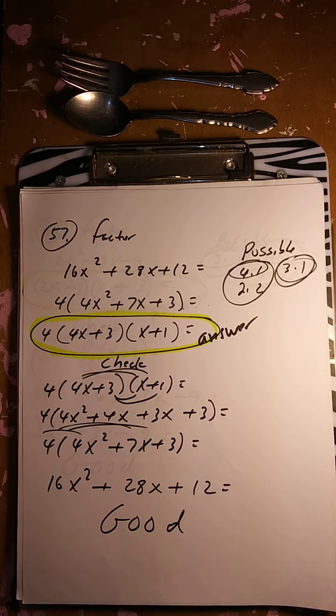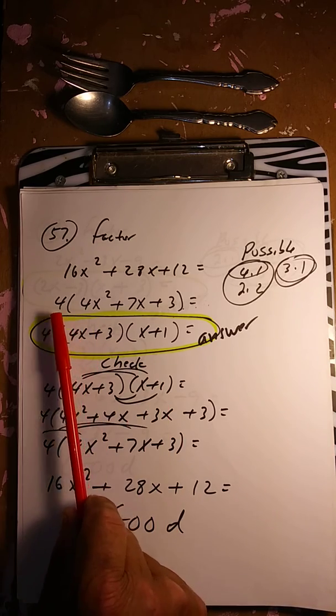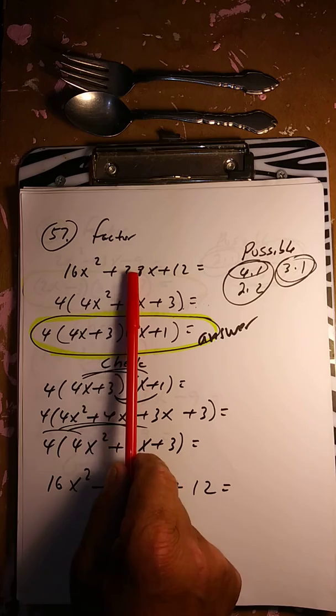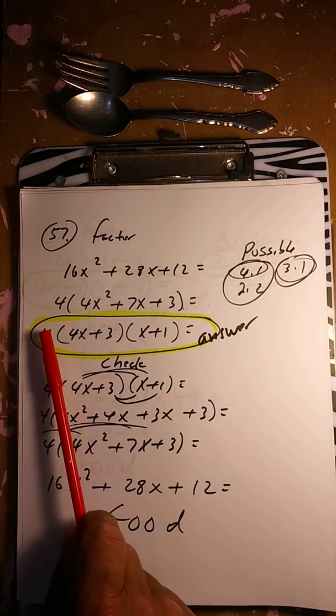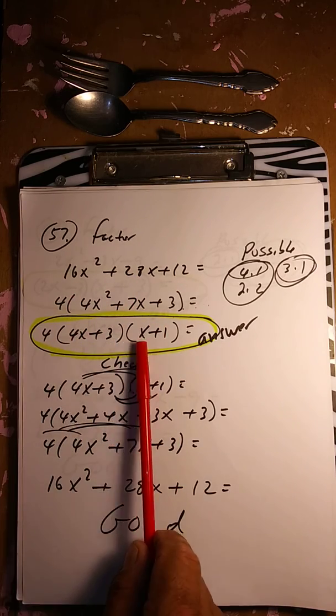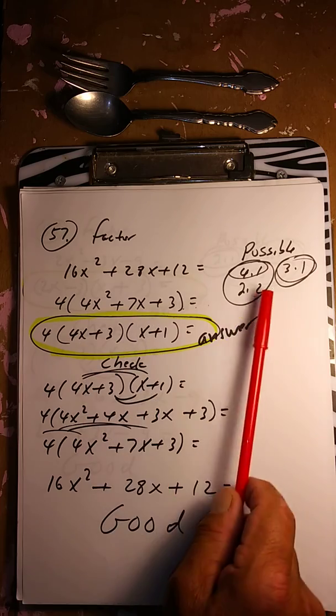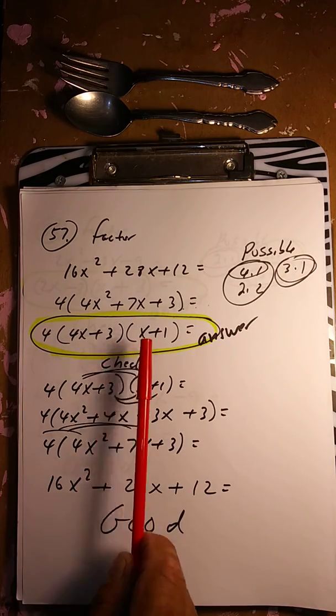So we factor again. I can take a 4 out. 4 times that is this. 4 times 7 is 28. 4 times 3 is 12. Take the 4 out. So now we're saying that 4x plus 3, x plus 1 is what goes in here. Possible numbers. Well, let's check it.